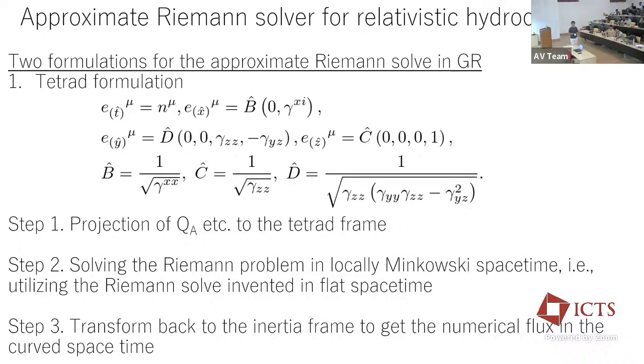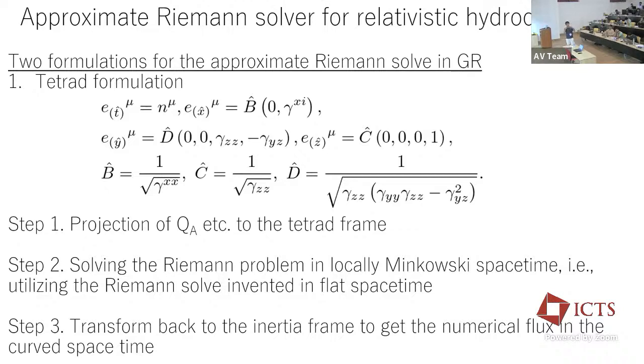For example, this is not a unique tetrad, but if you define the tetrad frame something like this, this is a spatial metric anyway. Then you can project any physical quantity, like conserved quantities and vectors (scalars you don't have to, but vectors and tensors), onto the tetrad frame by using this tetrad basis.